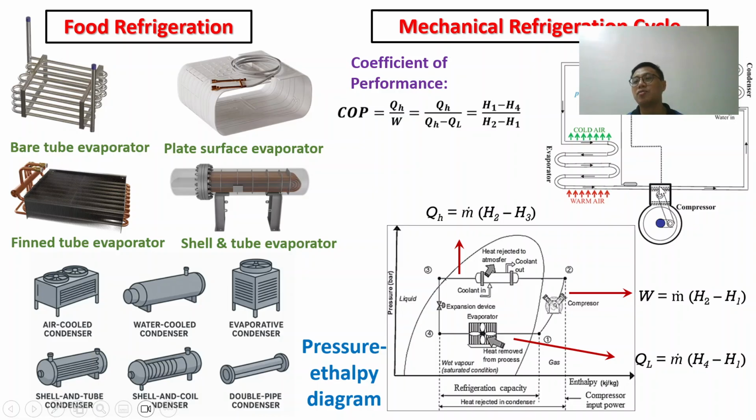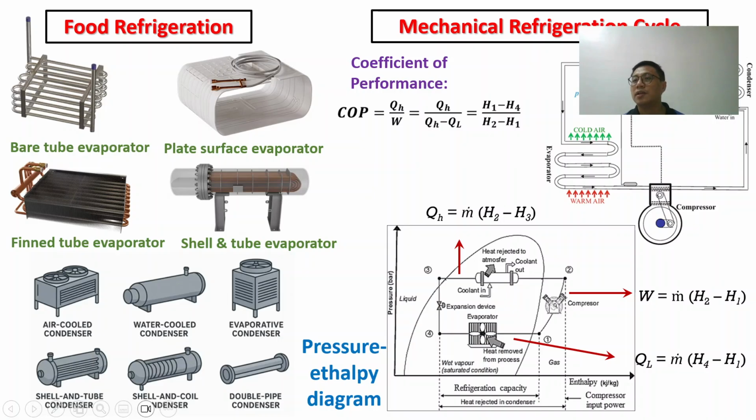Okay, and pass through the compressor here. We have a compressor here. The compressor will compress the vapor. Okay, so it becomes a high pressure vapor here. Okay, and then it passes through to the condenser.